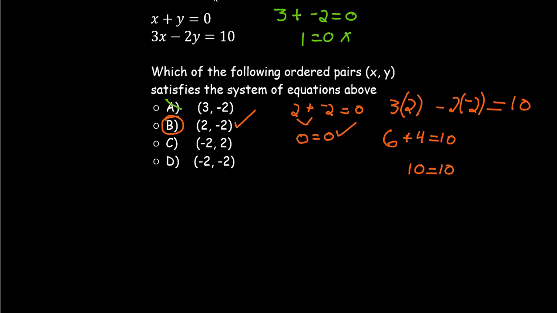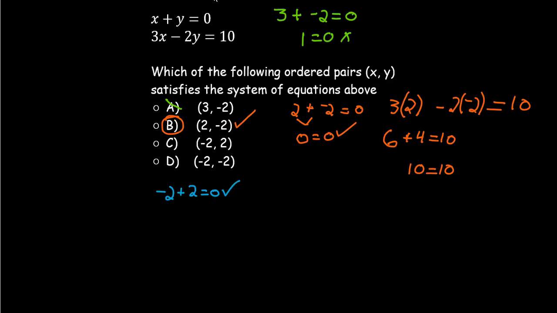Now, if you wanted to check your other answers, the reason why C wouldn't work: it does work for the first one, negative 2 plus 2, sorry. We're just verifying why C wouldn't work. So negative 2 plus 2 equals 0. Well, it does check out for the first equation.